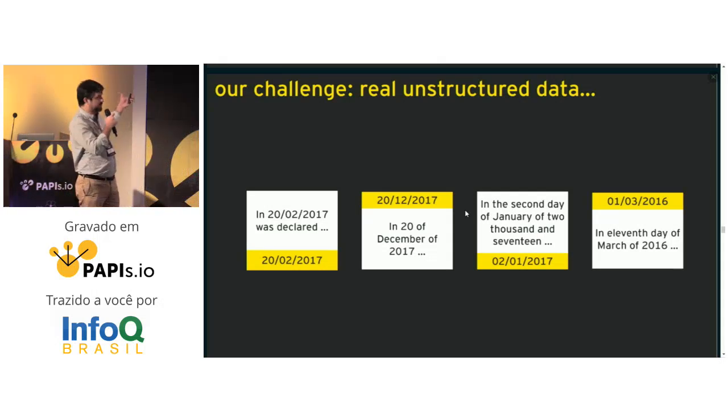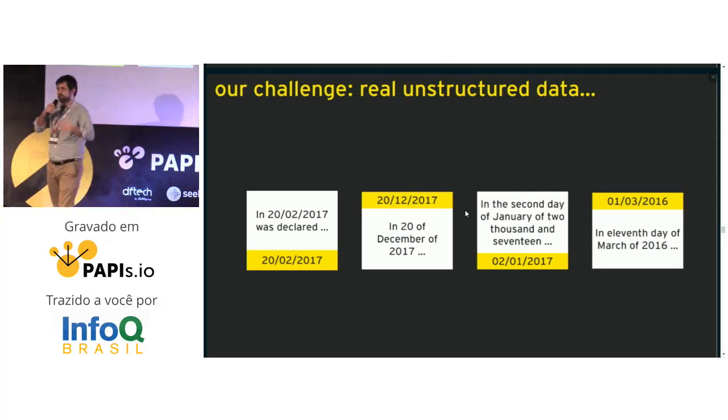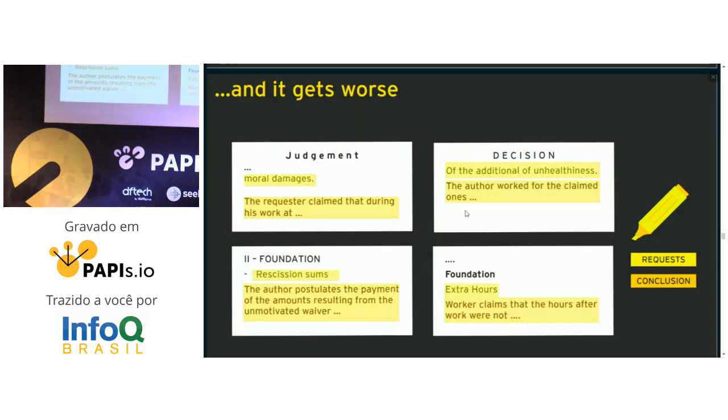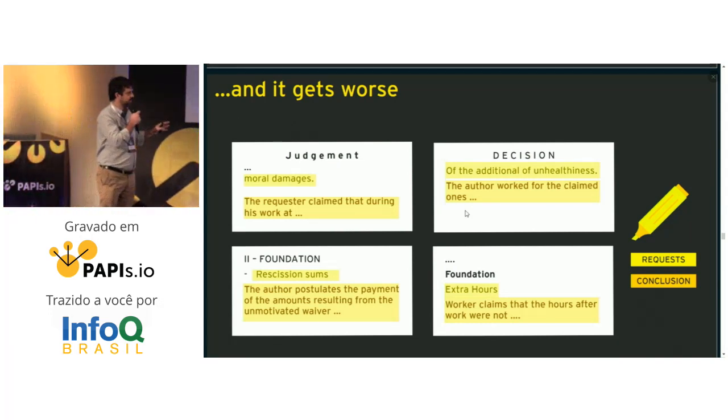When, for instance, talking about dates, which is something that you usually can easily solve with a regular expression, you have thousands of ways to tell the same date. And the second day of January of 2017. So yeah, the machine will have to figure it out. You also have thousands of patterns. Even the same judge has different standards and templates to write the same thing. So regular expressions were almost excluded from the beginning.